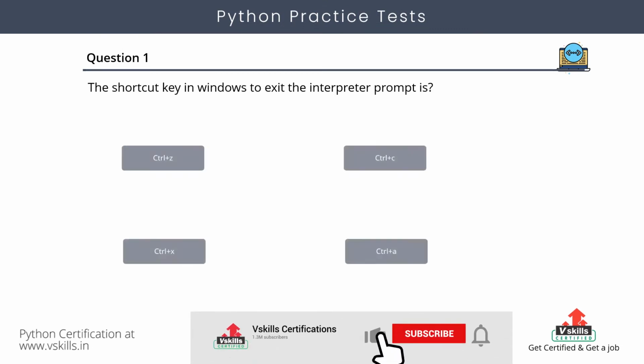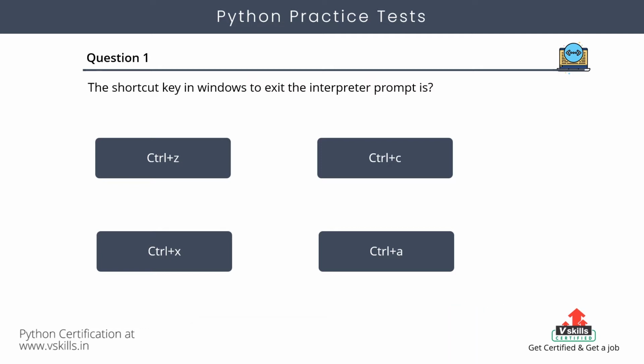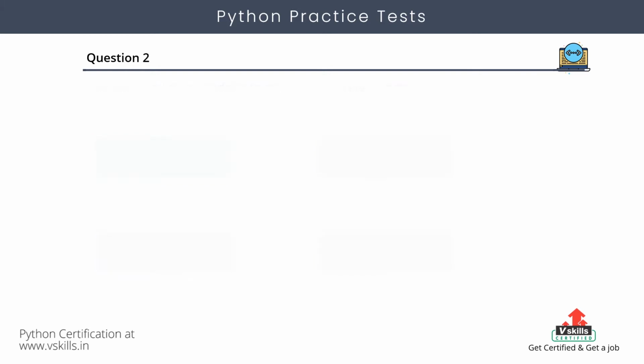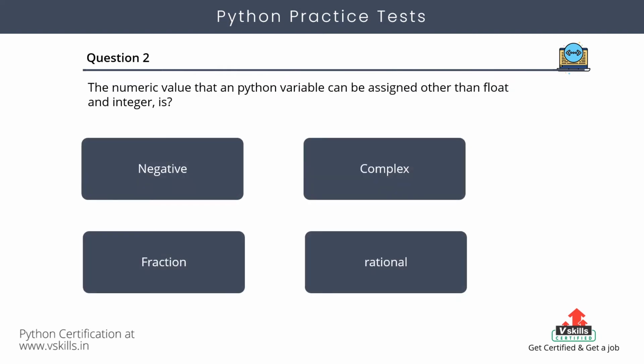Question 1. Which of the following options is the shortcut key in Windows to exit the interpreter prompt? The correct answer is option A. Question 2. What numeric value a Python variable can be assigned, other than float and integer? The correct answer is option B.